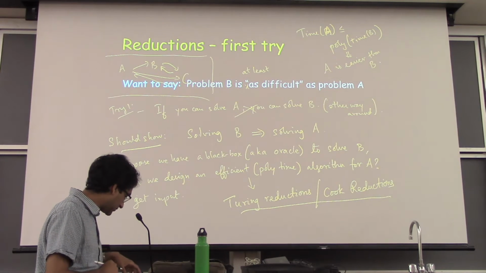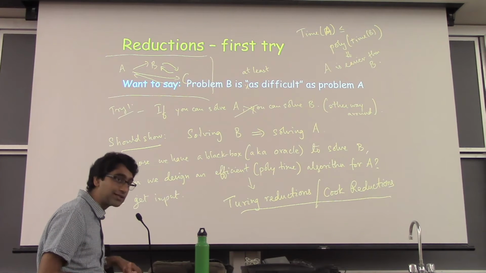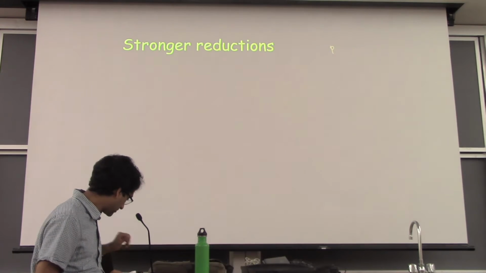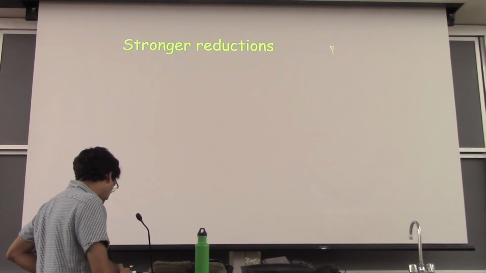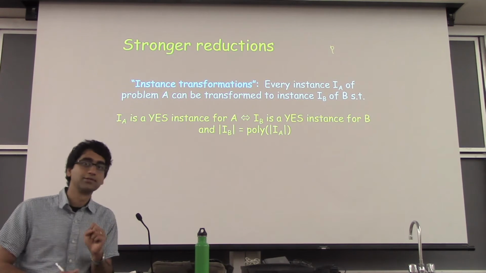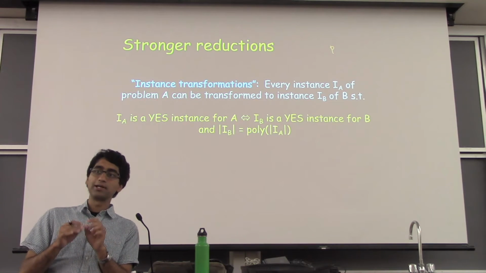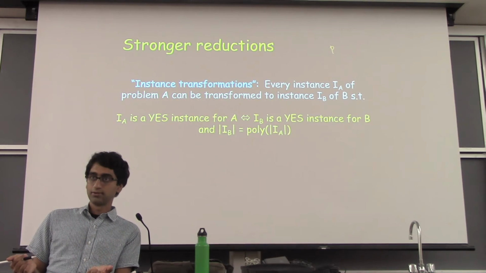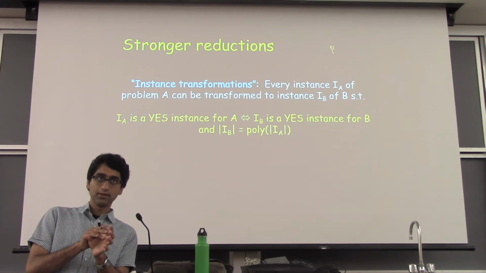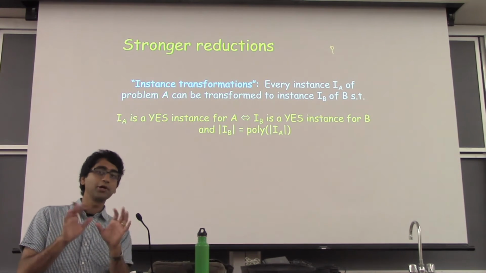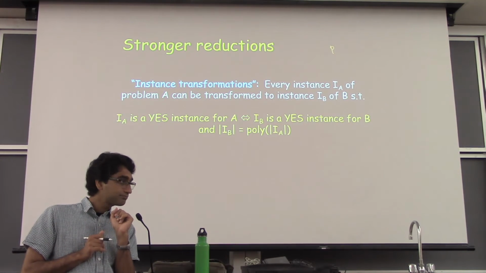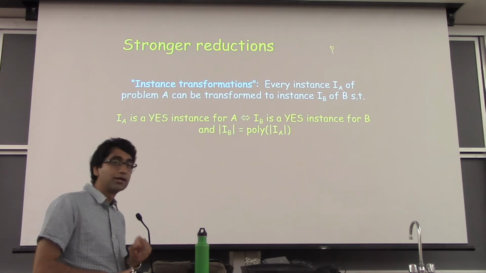Now I'm going to tell you something which conceptually is probably a bit easier, but it's very similar, and these are what are called instance transformations. So I'm going to tell you about a different notion of reduction. It is stronger than the previous one. Earlier I said that we're going to see how these two are different in a bit, but let me define this stronger reduction first.